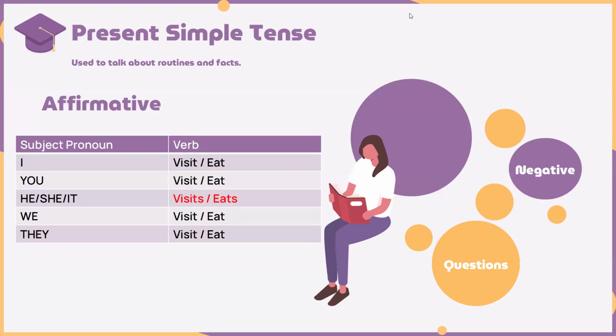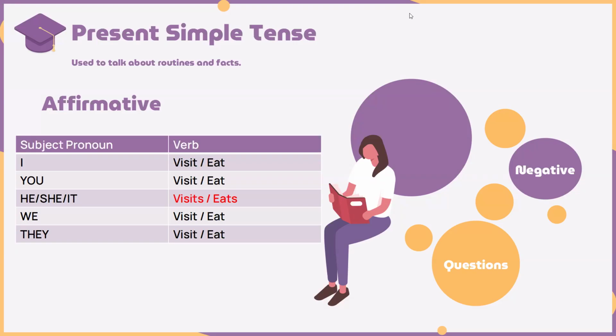The present simple tense in English. When are we going to use this tense? Well, it's one of the most basic tenses in English, and we use it to talk about routines or facts. So let's say you want to describe the things that you do every day. Every morning I wake up, every morning I brush my teeth, then you're using the present simple tense.